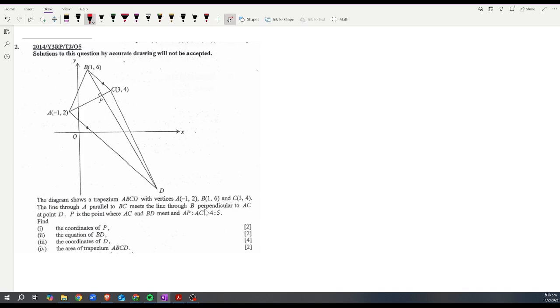From the question, you're given this ratio. AP to AC is 4:5. So this portion is 4 units and AC is 5 units, which means that PC must be 1 unit. Okay, so just a quick recap of ratio theorem.